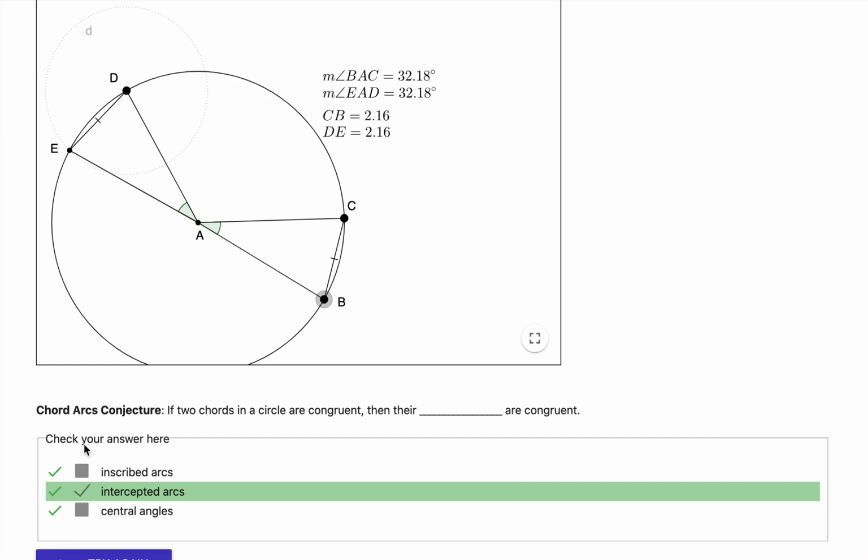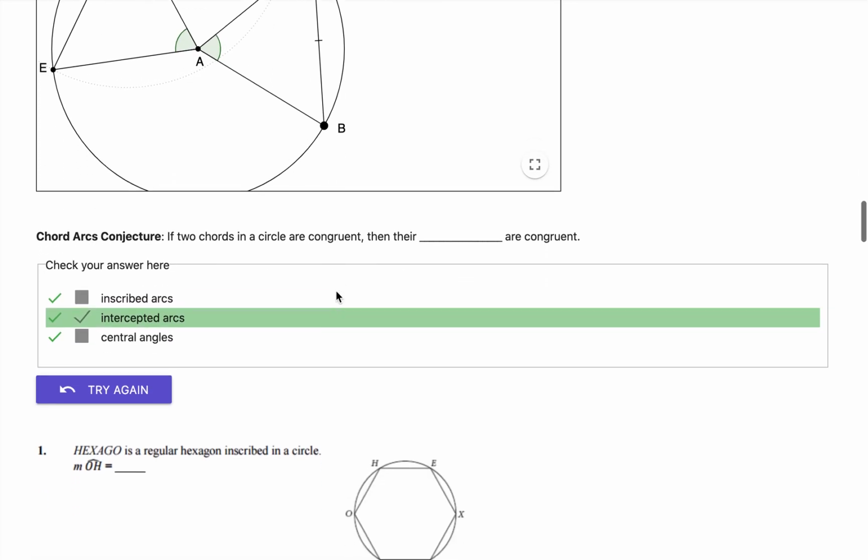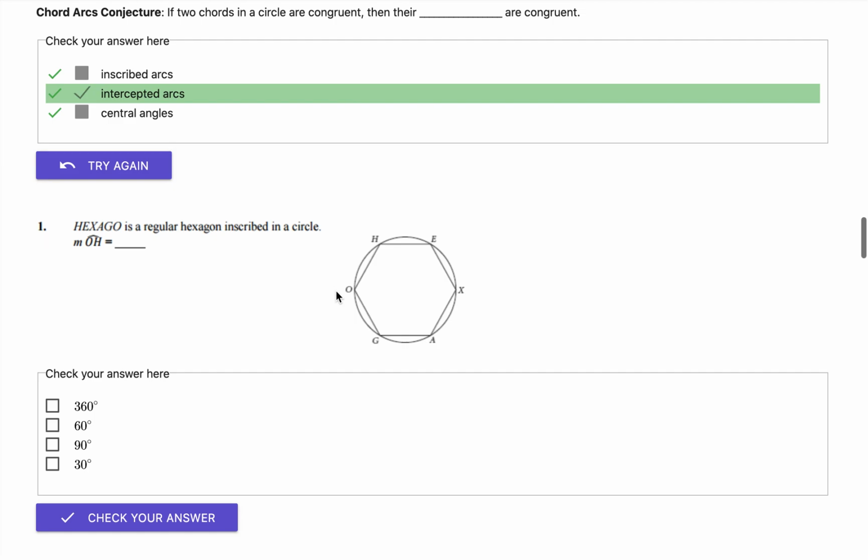So the intercepted arcs are also going to be congruent, because whatever the measure of the central angle is, the arc measurement is going to be the same. So if the measurement of angle BAC, this central angle right here, is 68.67, we also know the measurement of arc CB is 68.67 as well. All right, moving on. These are going to be some example problems.